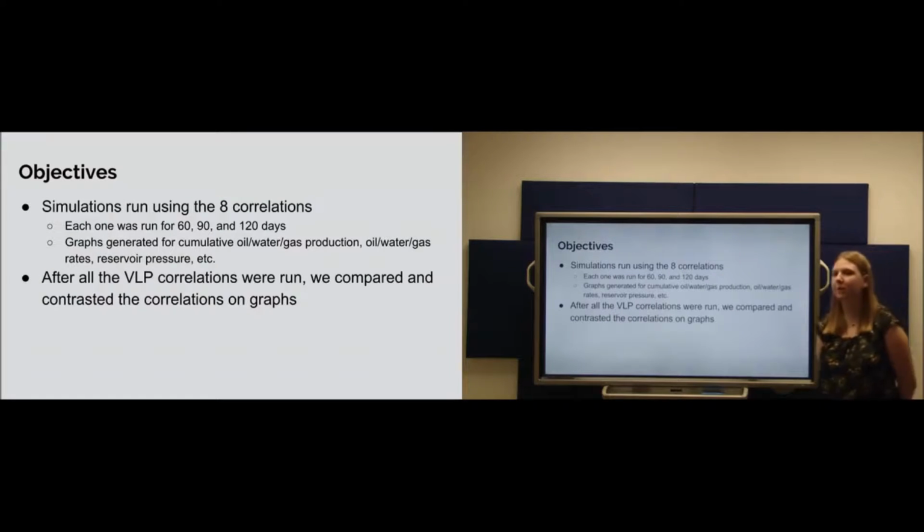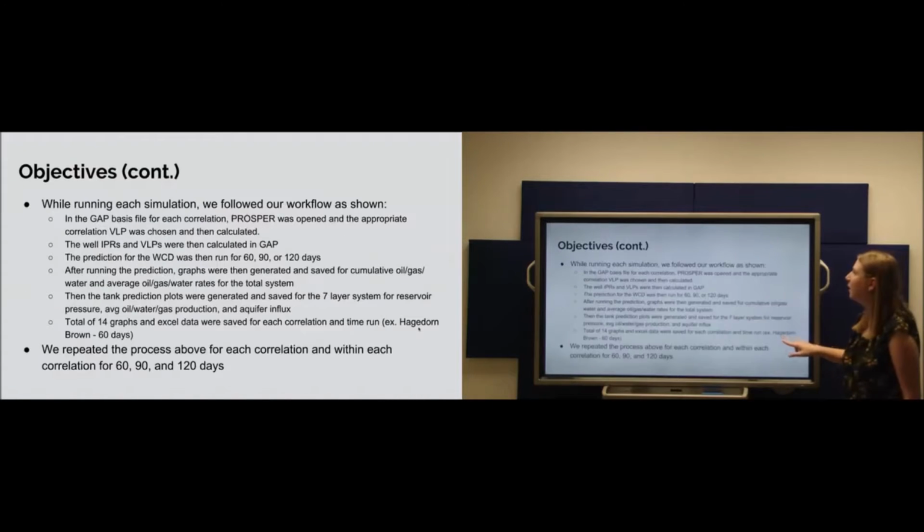Some of the main objectives we have this semester were to run the simulations using the 8 correlations. Each one was run for 60, 90, and 120 days. After running these, we generated graphs to show things such as cumulative oil production, cumulative gas production, average oil rate, and reservoir pressure. After we finished all the correlations, we compared all of them together on certain graphs such as the cumulative oil production, as we'll see later.